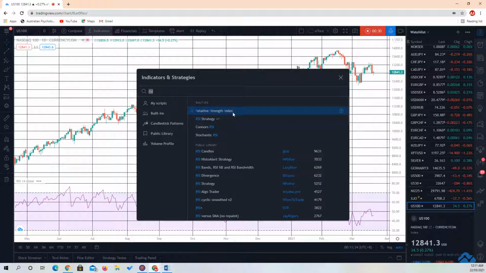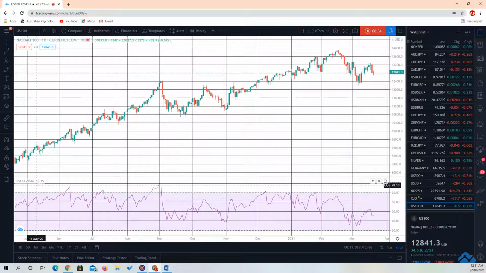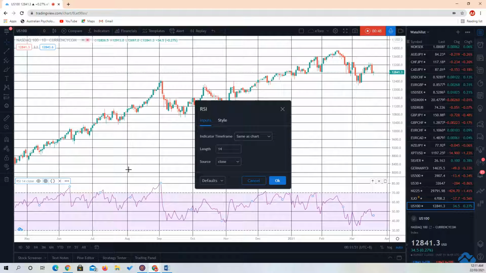Okay, it's a bit slow, I don't know why. Yep, it's added to the chart. We are looking at Nasdaq price and we are on the daily charts. For the settings, I normally change the period to 7.